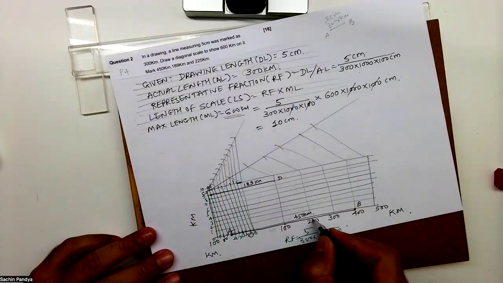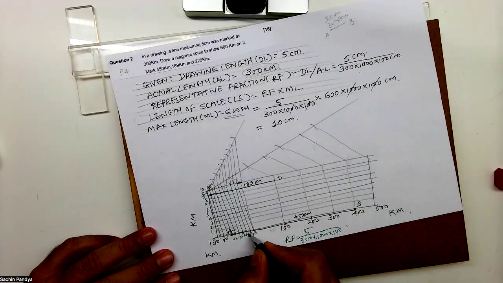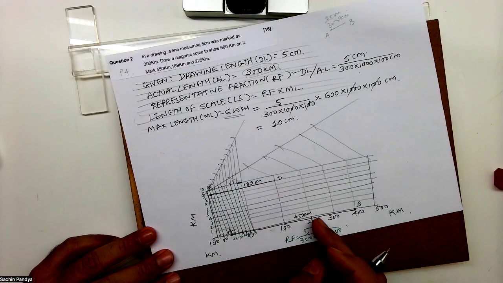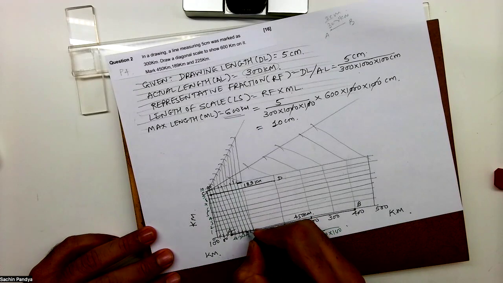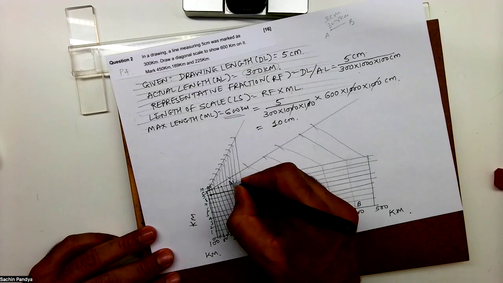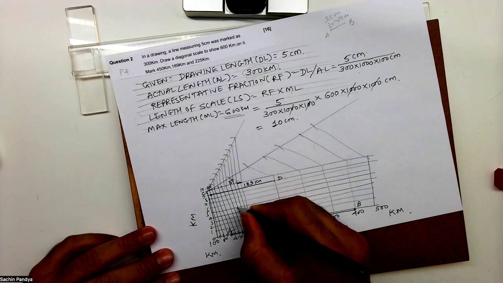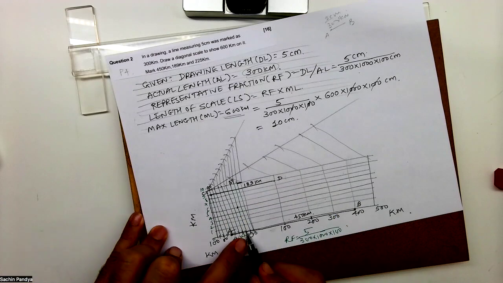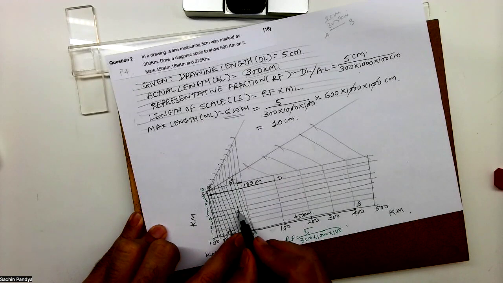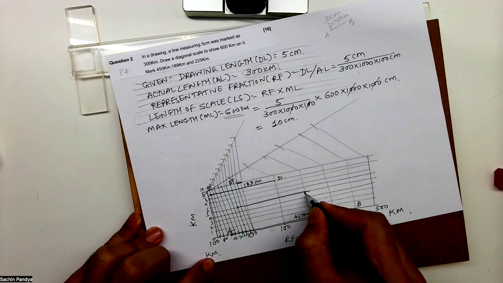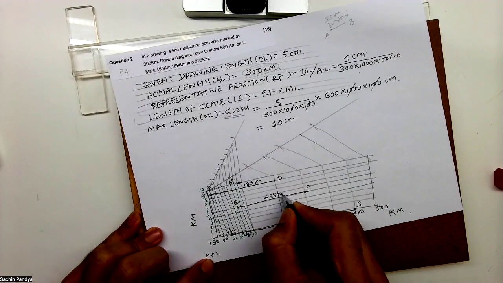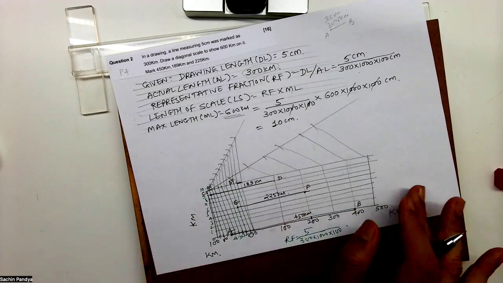225. So how will you mark 225? 220. And on that line, the line joining 20 to 30, on that, you go up by 5. 1, 2, 3, 4, 5. Got it? 220, and on that you go up 1, 2, 3, 4, 5. So this distance, what you get? EF is equal to 225 kilometer. This is how you will draw.